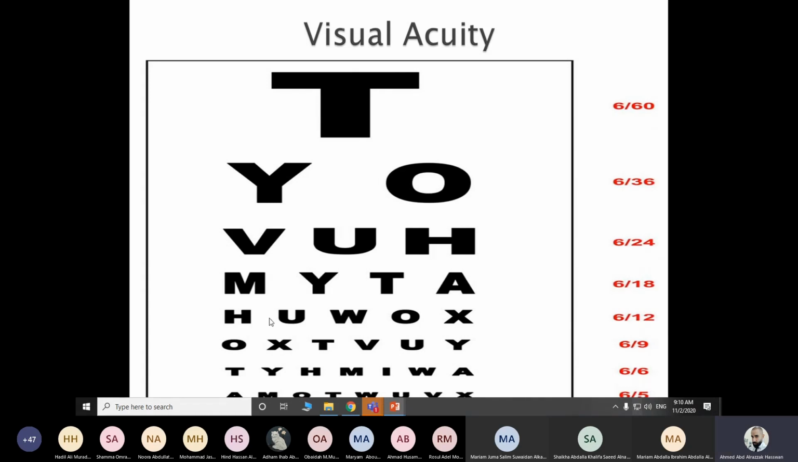Then what if the patient could read only the H here? What would be the patient's visual acuity? If he could appreciate from this line only the H, so only one letter, and he missed the other 4. What can we say? Yes, thank you, Hajar. So we will go back to the previous one. So we would say his visual acuity is 6 over 18 plus 1.